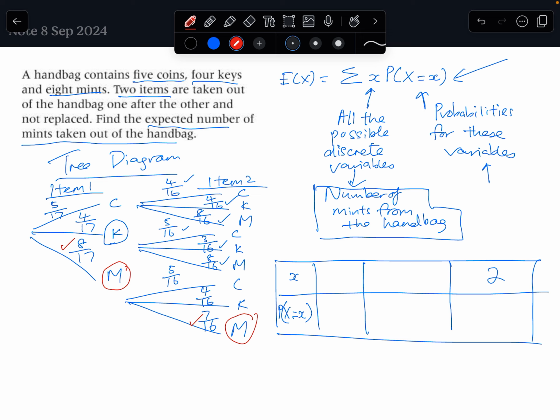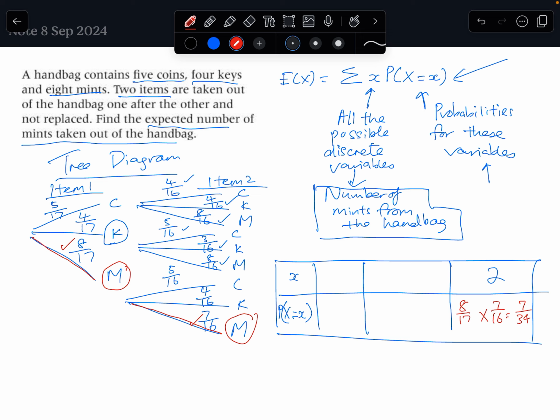Now we know on the tree diagram, to find the probability that the first item is a mint and the second item is a mint, we look at the branches and multiply the probabilities. So which is 8 out of 17 times 7 out of 16. Now again, if you put this onto your calculator, you should get this to be 7 over 34. I'll just keep this as a fraction for now.